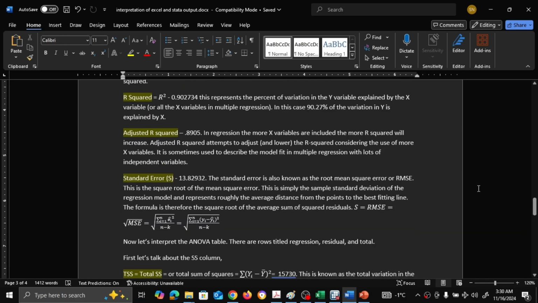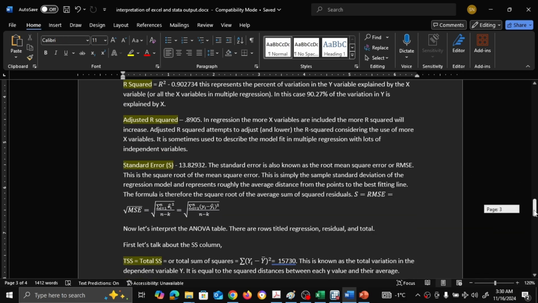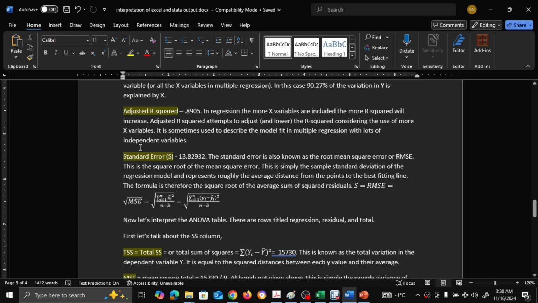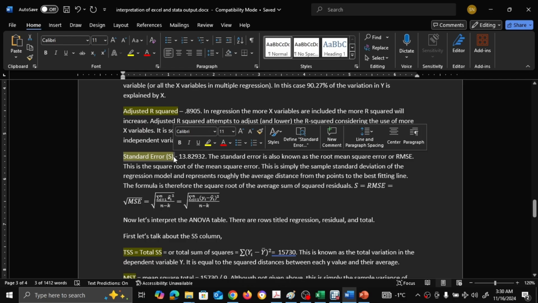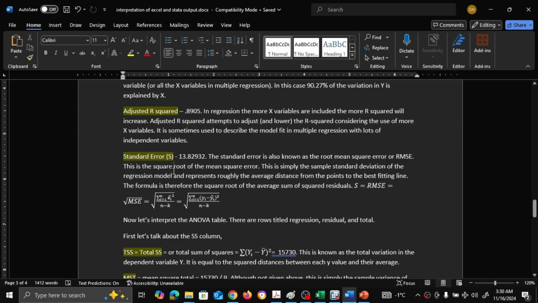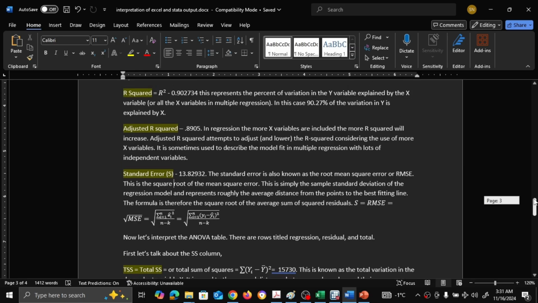There's also the adjusted R squared. You can read about it a little bit like this. Then we move on to the standard error. What is the standard error? Again, it's like the sample standard deviation of the regression model. Kind of like we had S before, but now you can call it S if you want, but it's actually the square root of this MSE. And what is this exactly? This is given, it is 13.82.